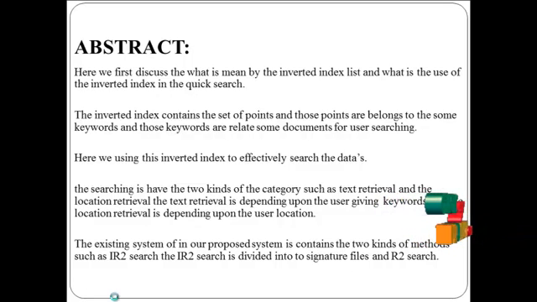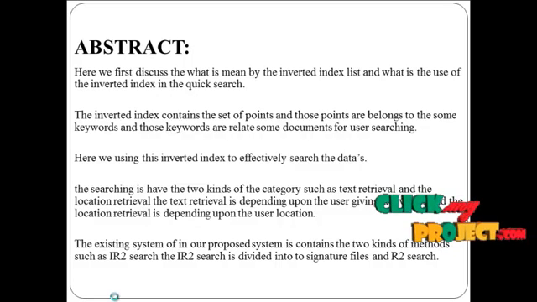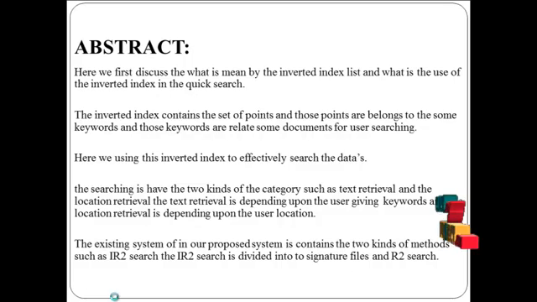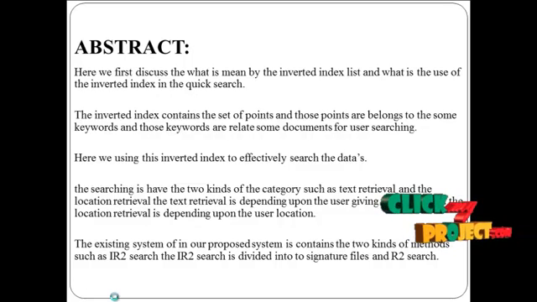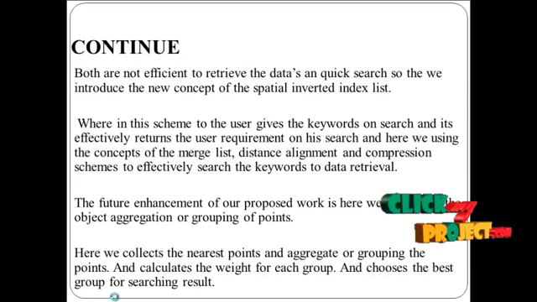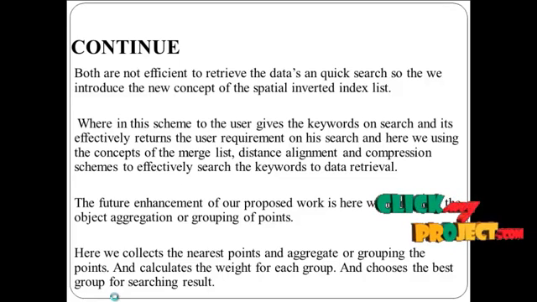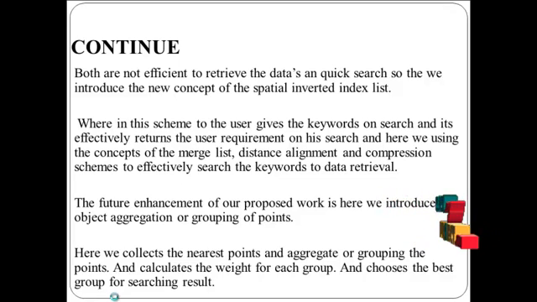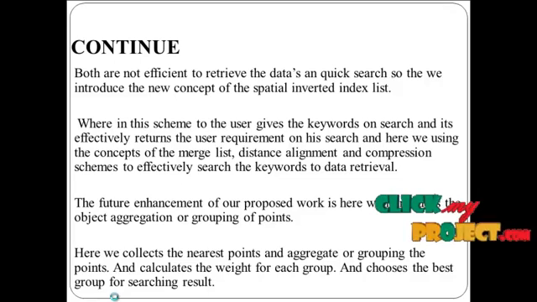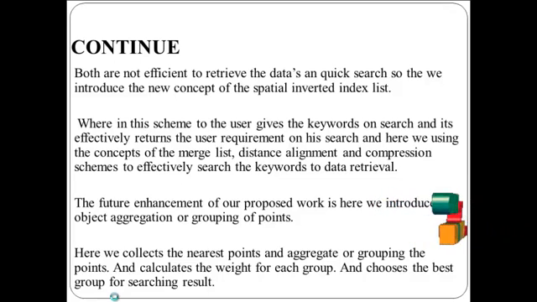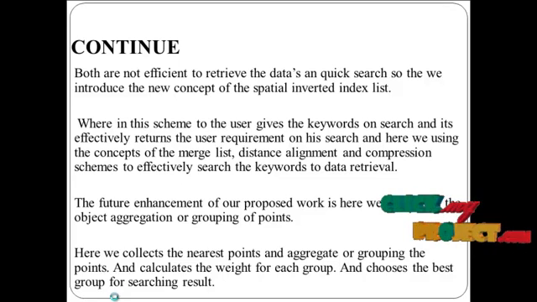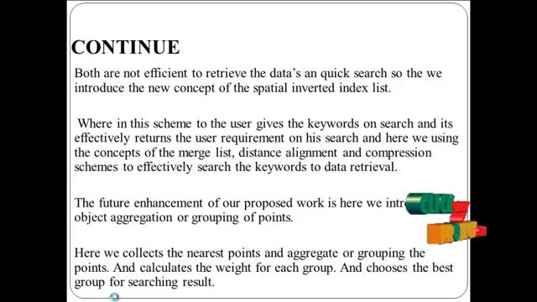The existing system contains two kinds of methods, such as IR squared search. The IR squared search is divided into signature files and R squared search. Both are not efficient to retrieve the data in a quick search. So we introduce a new concept of the spatial inverted index list, where in this scheme the user gives keywords on search and it effectively returns the user requirement. And here we use the concepts of merge list, distance calculation, and compression schemes to effectively search the keywords to retrieve.